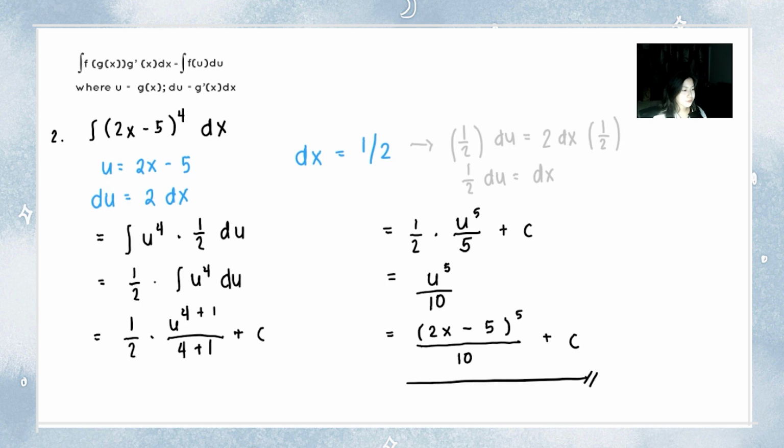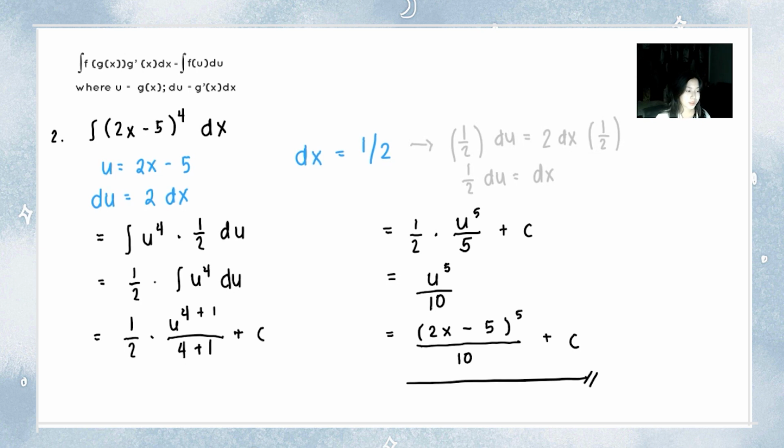Now we solve. So we now substitute. In the integral of u raised to 4 times 1 over 2 du, again, we have a constant here, so we can just put it in front. So 1/2 times the integral of u raised to 4 du. Now we integrate, using the power rule of integration.